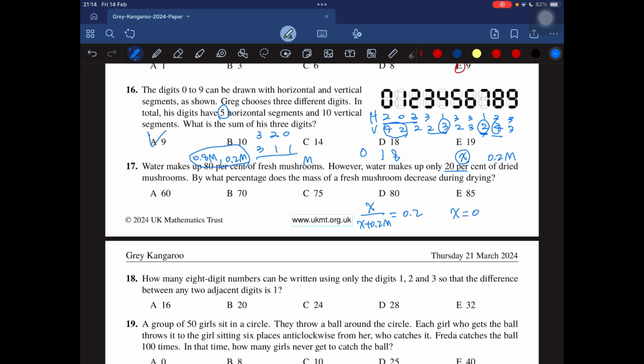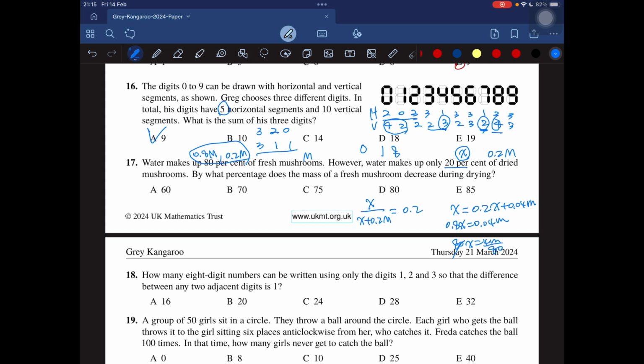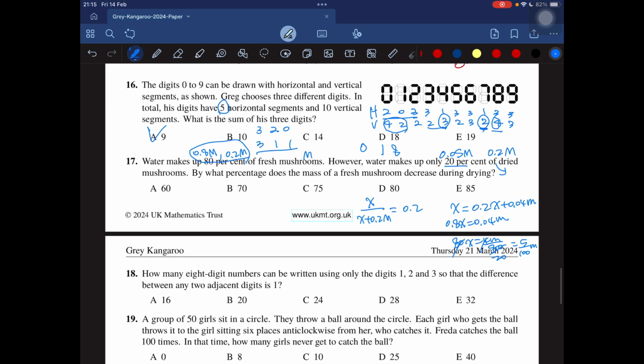So x becomes 0.2x plus 0.04 m. So 0.8x is 0.04 m, 80x is 4 m, so x is 0.05 m. So we have the water 0.05 m. So altogether, this is 0.25 m. So it was m, but now we have 0.25 m. So now the decrease is 75%.